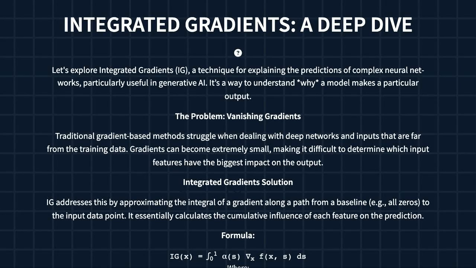Okay, let's talk about integrated gradients, a really clever way to understand how generative AI models like GPT and Stable Diffusion arrive at their outputs. The main challenge is that as these networks get deeper and more complex, traditional methods of figuring out which inputs are most important struggle because the gradients shrink dramatically. Integrated gradients tackles this by essentially calculating an integral of the gradient along a path from a simple baseline, like all zeros, towards your actual input. Think of it like adding up the influence of each feature as you get closer to the final result. It's a powerful tool for explainability and helps us understand why these models are making the decisions they do.